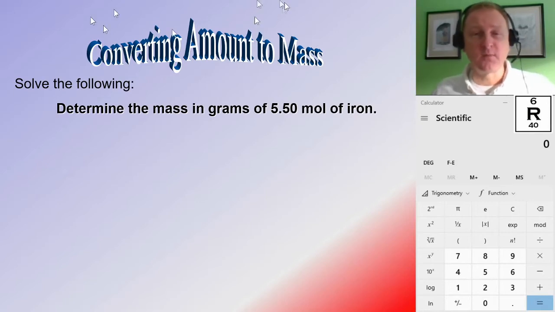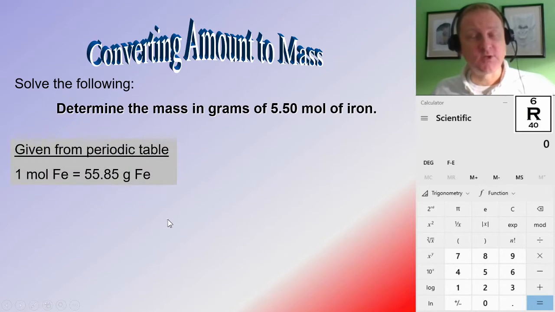So we have to convert mass to amount and amount to mass. Right now, let's do a practice problem of converting the amount of something to its mass. Determine the mass in grams of 5.50 moles of iron. To do so, you have to look at your periodic table, and you should have one in front of you right now. If you don't, pause the video please and get one, and verify that on your periodic table the average atomic mass for iron is 55.85. What that means is there's 55.85 grams for a mole of iron.